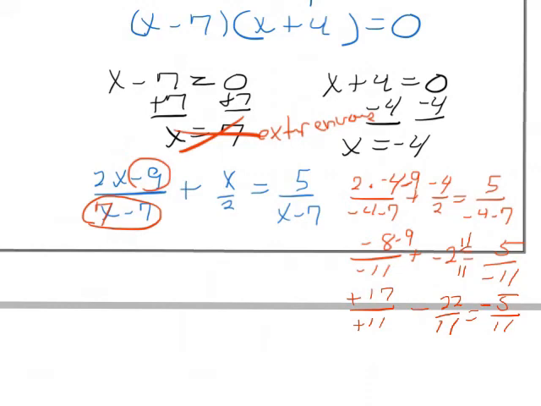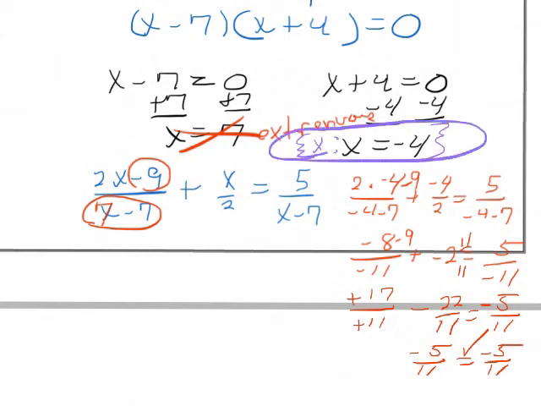Okay, so let's see. Ooh, look at that. 17 minus 22 is negative 5 over 11, which is negative 5 over 11. Wow, look at that. It checks out. So what does that tell me my answer is? Well, let me change pen colors here. Let's go back to purple. And I can see that negative 4 does work, so we're going to put it in set builder notation, and voila, there's our answer.